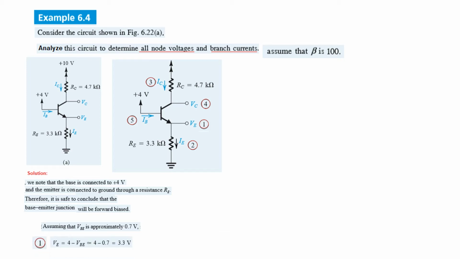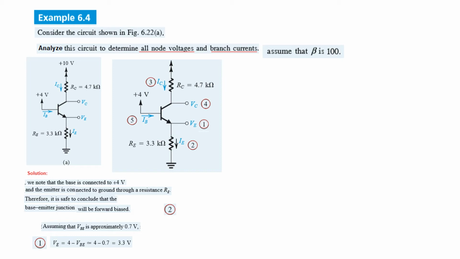So VE, this voltage VE is, if you take this loop, the voltage VE with respect to ground. So we can say that it is 4 minus this drop here, VBE, is equal to VE. So VE, okay, we know VE is 3.3 volt. So actually VE is the drop across this resistor.